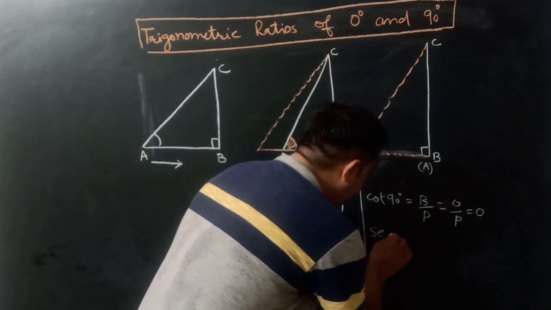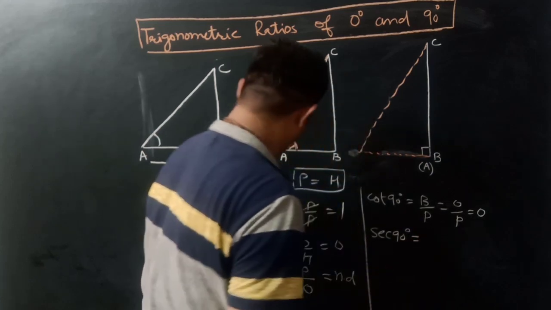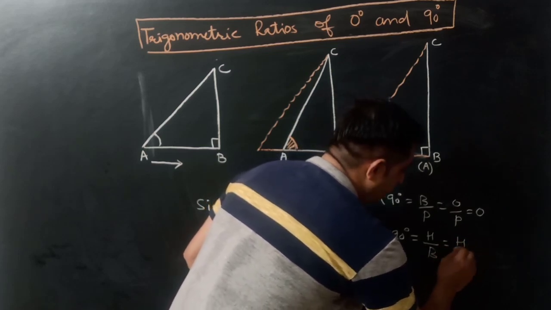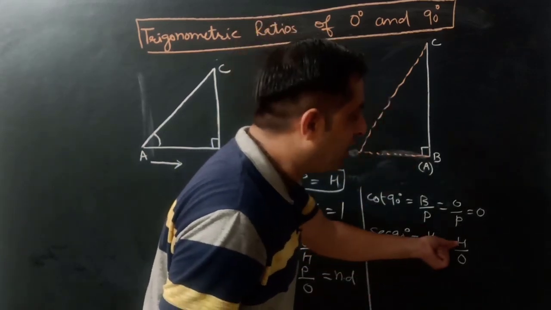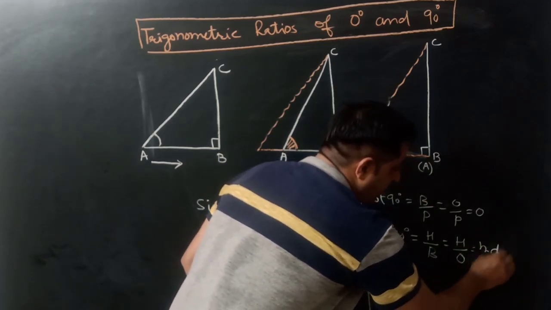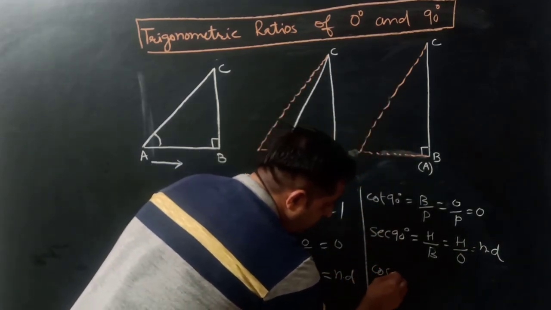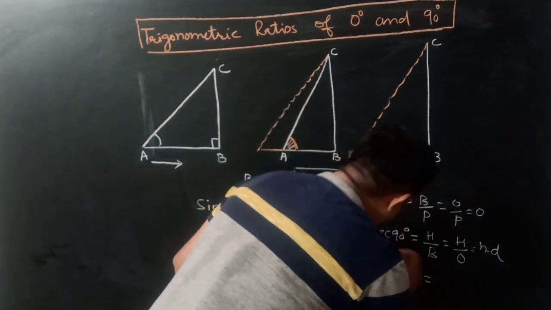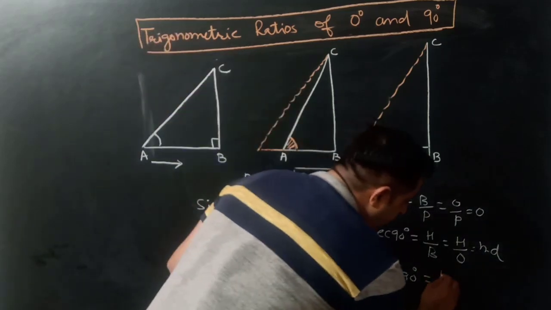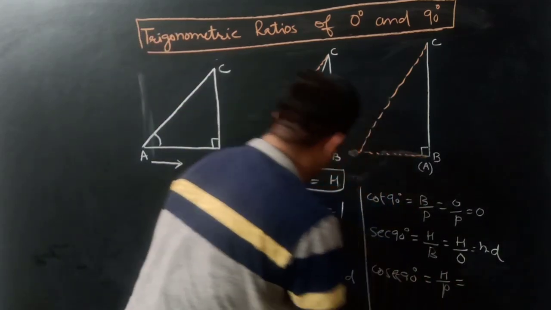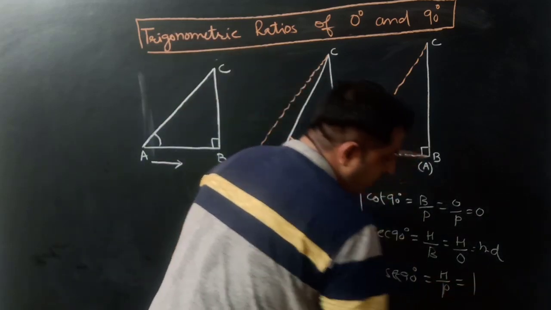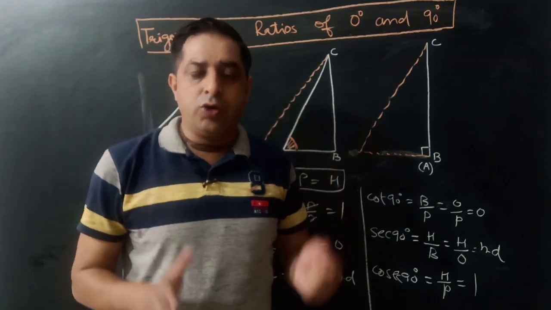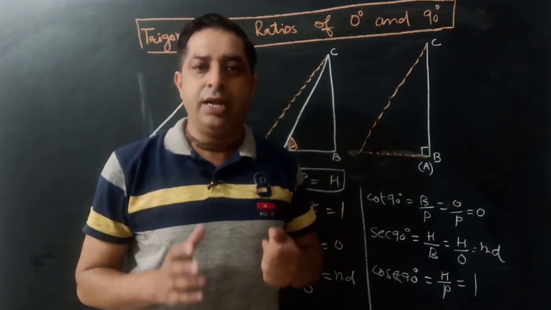Next is secant 90 degree. Secant is the reciprocal of cos, so it becomes hypotenuse upon base. Base here is 0, so if we divide any number by 0, it is a not defined term. Now last one is cosecant 90 degree. Cosecant is the reciprocal of sine, that becomes H upon P. They both are equal because P is equal to H, therefore its answer becomes 1. So today we have learned the trigonometric ratios of 0 degree and 90 degree.